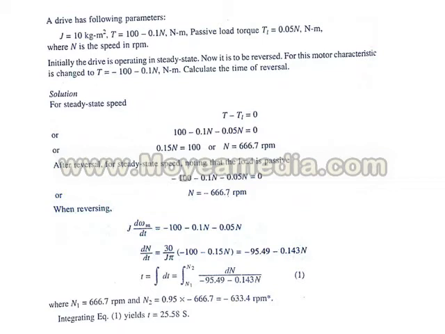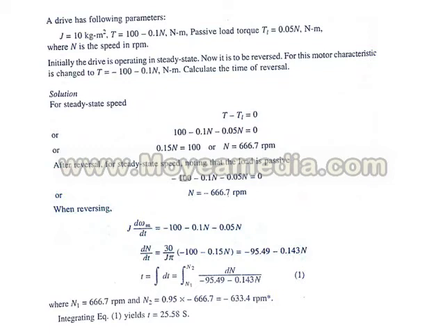Now there are two steady states, the initial steady state and the final steady state. For the initial steady state, you can use the equation T minus TL equal to 0, which gives you the speed of 666.7 rpm. The final steady state speed is also obtained by using the same equation T minus TL equal to 0, but this time your T should be not 100 minus 0.1 N, it should be minus 100 minus 0.1 N. So this will give you N equal to minus 666.7 rpm.